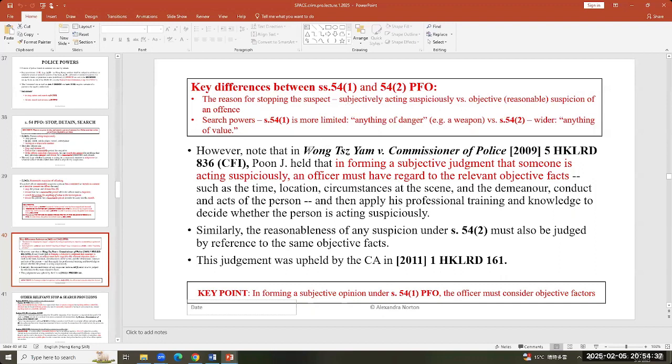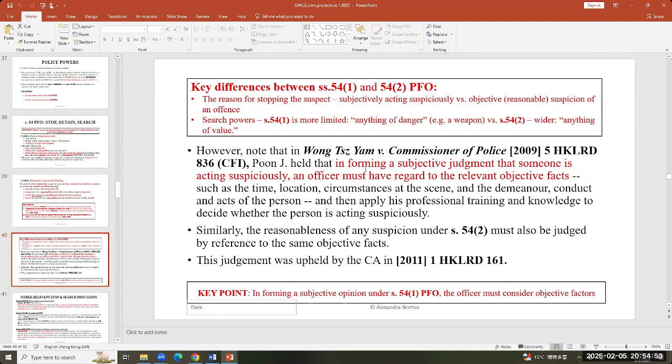But there is this case, Wong CM, and that deals with this subjective test, because it would be very easy for a police officer to say, well, I thought that he was acting suspiciously, even if you don't.